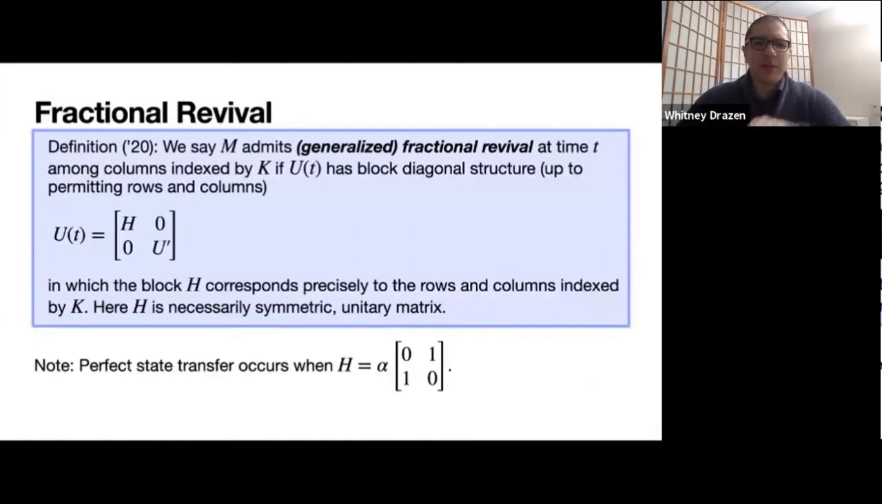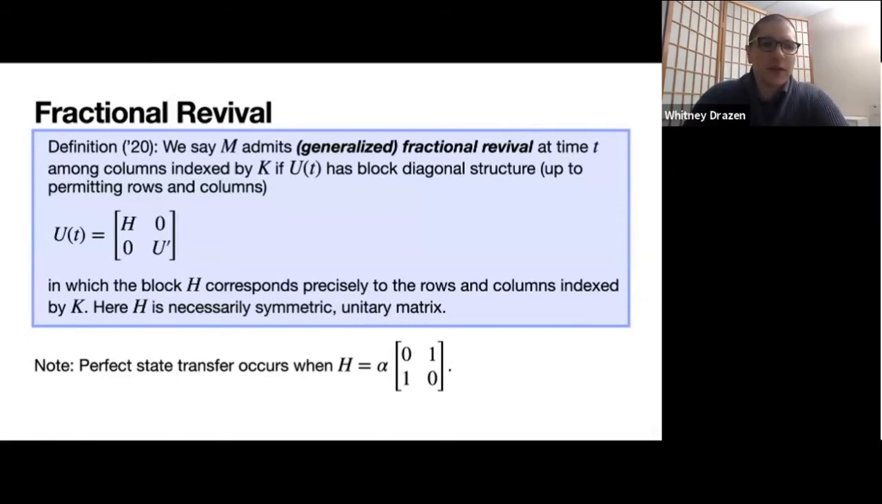Okay, all right, so now that we've explained a little bit more about the relationship between the process U of t and our original adjacency matrix M, we can give a definition of fractional revival. The generalized fractional revival comes from that first joint paper I was talking about. So we say that M admits generalized fractional revival at time t among the columns indexed by K, where K is some subset of our vertices, if U of t has a block diagonal structure up to permuting the rows and columns.